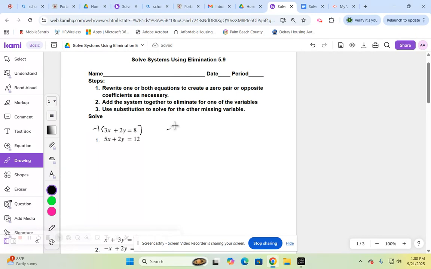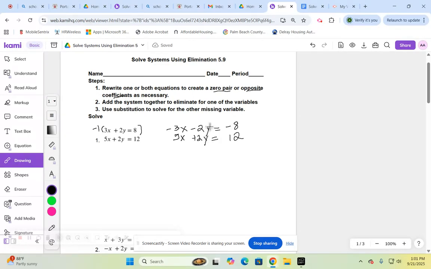So we're going to have negative 3x minus 2y. I'm distributing the negative. Negative 2 times y is going to be negative 2y. And -1 times 8 on the other side is going to be -8. So what I did was multiply every term in this equation by -1. And I'm just going to copy the bottom equation. 5x plus 2y equals 12. What I have done right now is I've created my zero pair or my opposite coefficients.